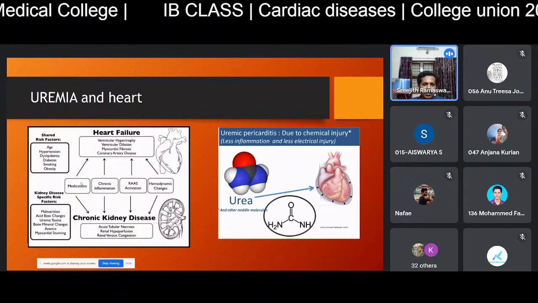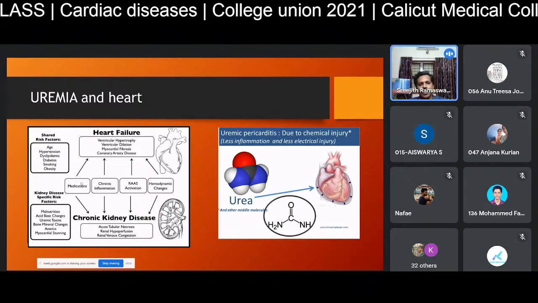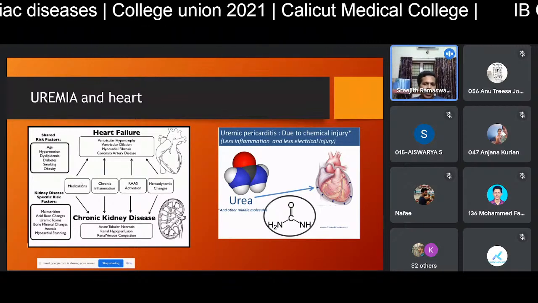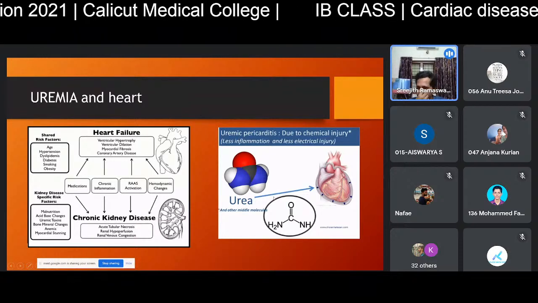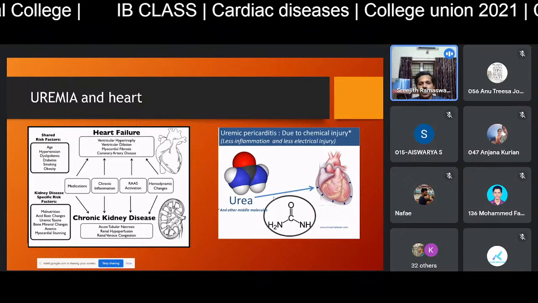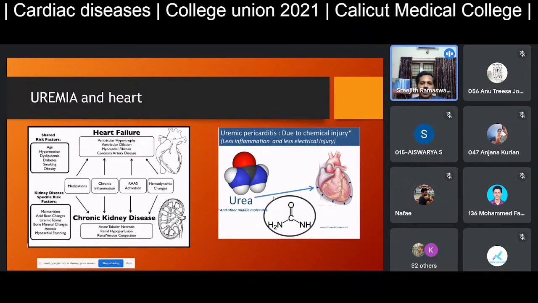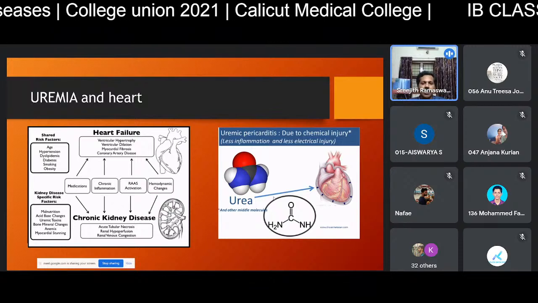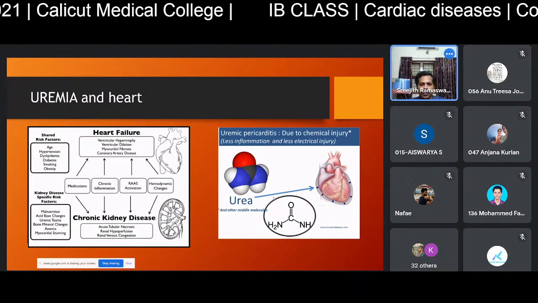There may be hypertension, and that hypertension can produce heart failure. There are so many mechanisms to produce heart failure in uremia. Now, you have to also know that uremia, the urea is a cardiotoxin, so it can present as pericarditis. So it is one of the causes for pericarditis. And if you are seeing a chronic kidney disease patient with a pericardial rub, that means it is a uremic pericarditis, and that is a very important indication for doing a dialysis for the patient.